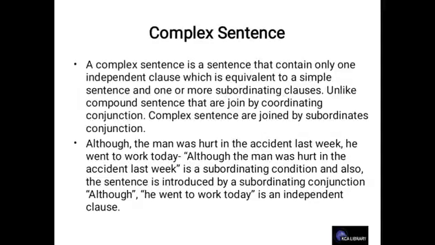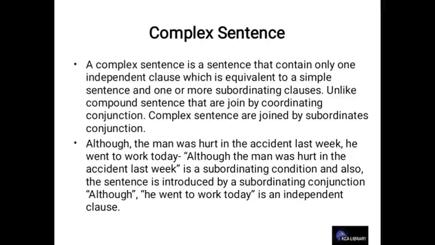So we are moving on. We have the complex sentence. A complex sentence is a sentence that contains only one independent clause, which is equivalent to a simple sentence, and one or more subordinate clauses. Unlike compound sentences that are joined by coordinating conjunctions, complex sentences are joined by subordinating conjunctions.